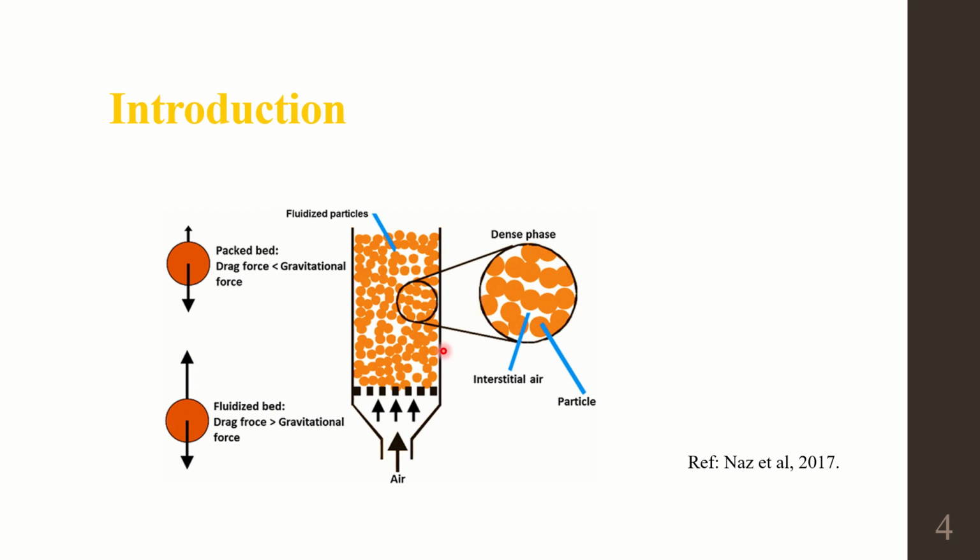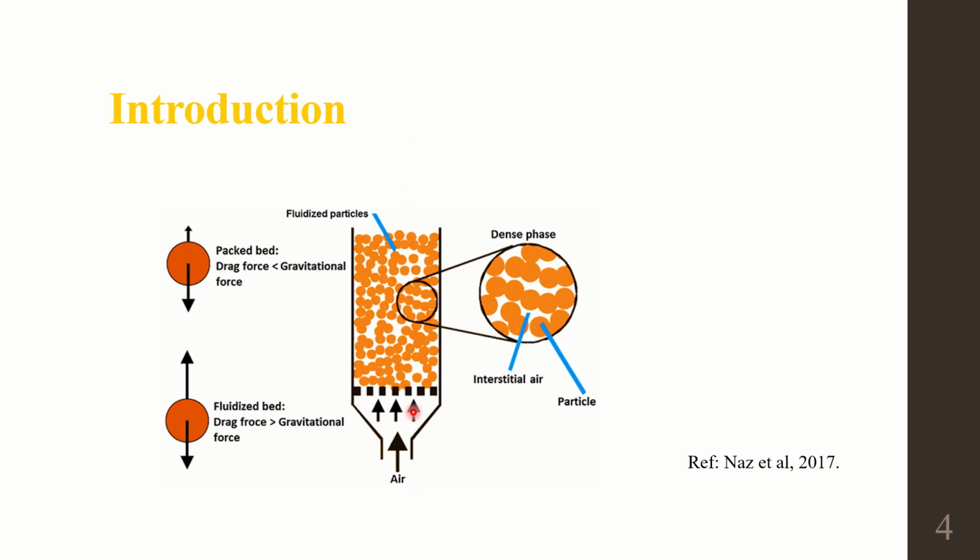After the velocity crosses the minimum fluidization velocity, the particles start to move, and the voidage would be increasing in that case. In general, in a packed bed, the drag force exerted by the fluid on the particle is very small compared to the gravitational force. Thereby, the particles would not be moving in the bed.